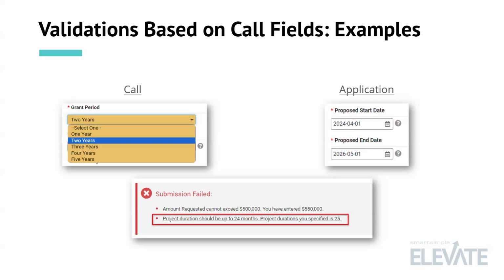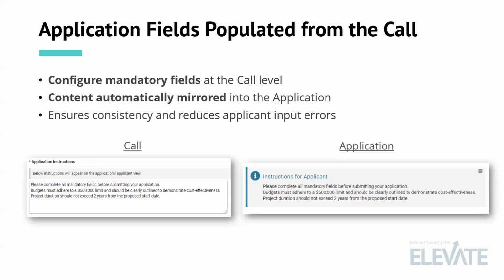If we go to the next slide, another easy win we can take from the call configuration is populating application fields directly from the call. So not only validating them, but also populating the actual field from the call, right? This saves time and also reduces typos, which is another big one. Not having those typos show up keeps your data aligned, right?